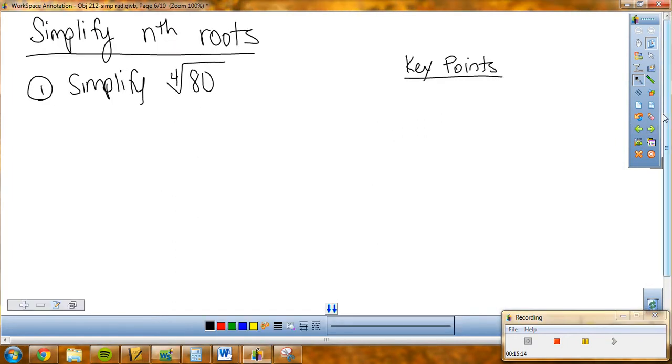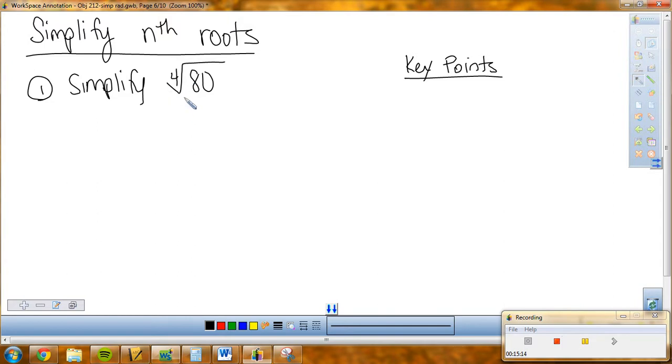Now we are going to talk about simplifying nth roots. So very similar to solving and simplifying square roots, but now we just have different roots. So instead of pulling out pairs of 2, we're going to have to change that a little bit because our index has changed.